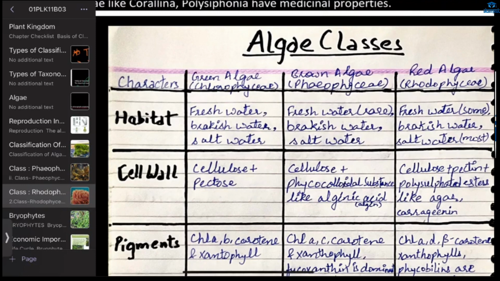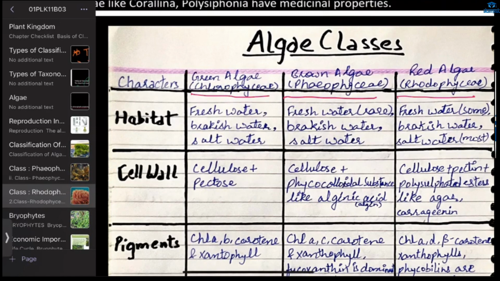Okay. So starting with the green algae. What are their habitats? Green, brown and red algae. How were they named green, brown, red? That also we will study. Okay. So green algae is also called Chlorophyceae, brown algae is also called Phaeophyceae, and red algae is also called Rhodophyceae. These are alternative names which are given to these classes.